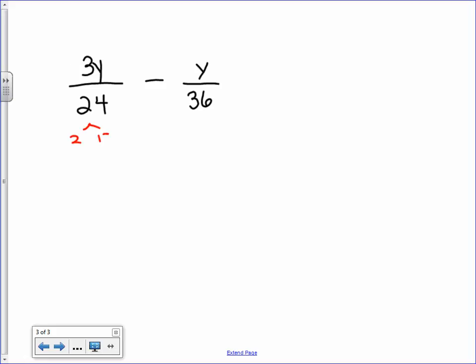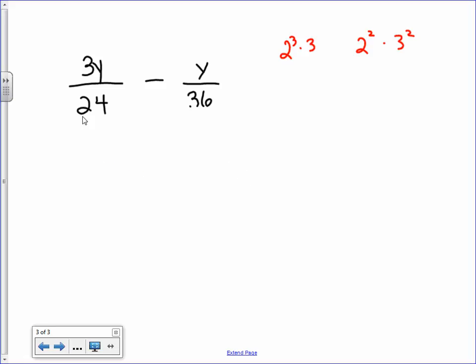24, 2, 12, 2, 6, 2, 3. So that's 2 to the third times 3. 36 is 2, 18, 2, 9, 3, 3. So that's 2 squared and 3 squared, right?